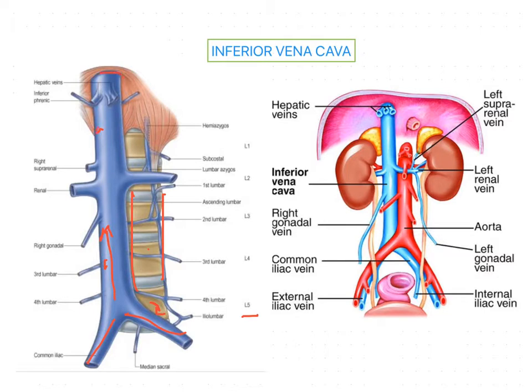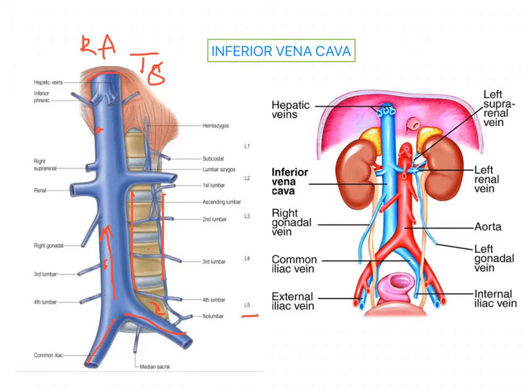Finally, it pierces the central tendon of the diaphragm at the level of the T8 vertebra, and opens into the lower and posterior part of the right atrium. So this is the course of the inferior vena cava.